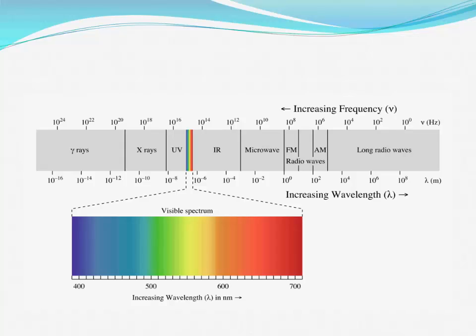So that's why infrared is generally associated with heat, because whenever you have a hot body and it emits electromagnetic waves, the wavelength and frequency are such that it generally falls in the infrared category.